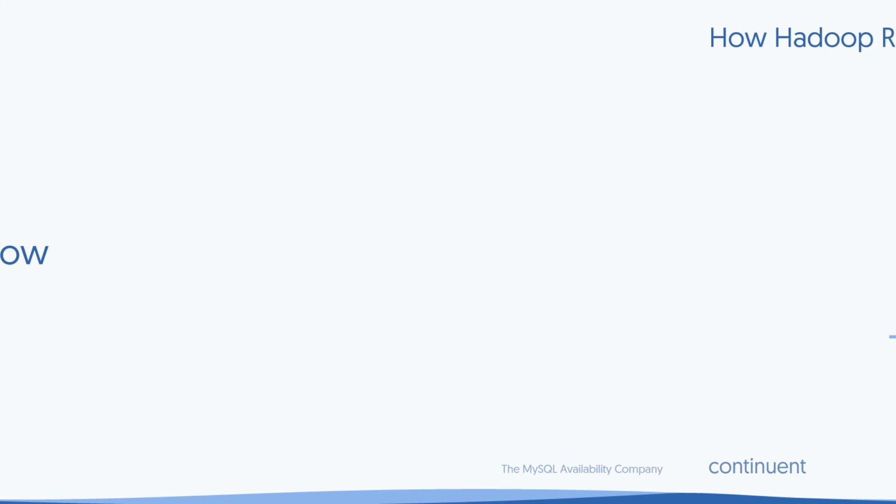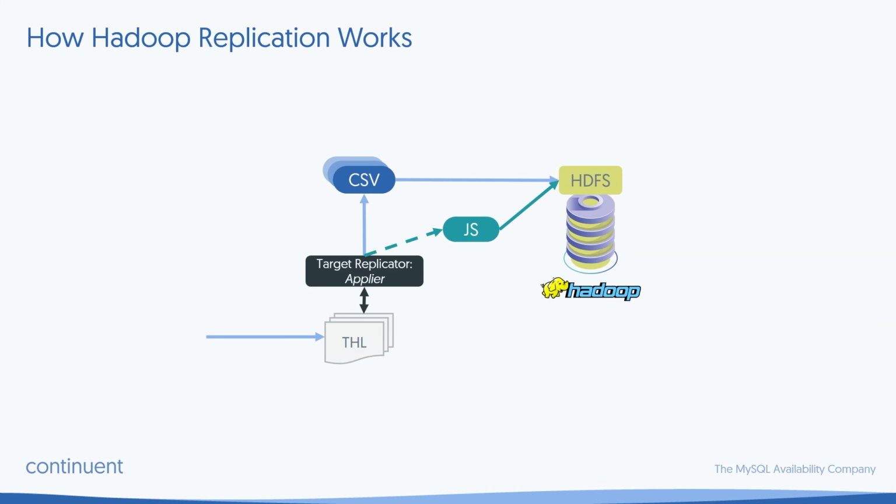So first of all, let's look at Hadoop. The Applier process will take that THL and write it into CSV format, specifically recognized for the HDFS. A JavaScript process will then take that CSV and load it into Hadoop for you, performing a materialization on the data to ensure the consistency in that final end target. How does the materialization work?